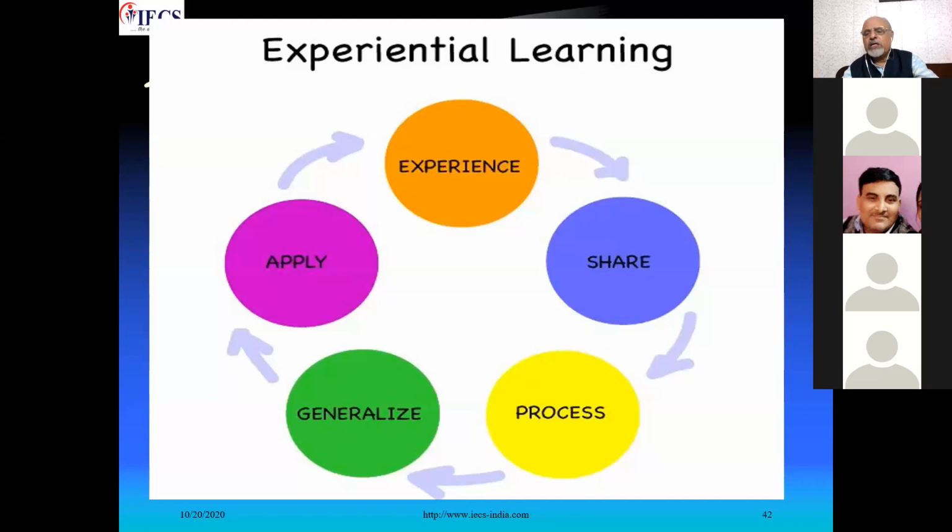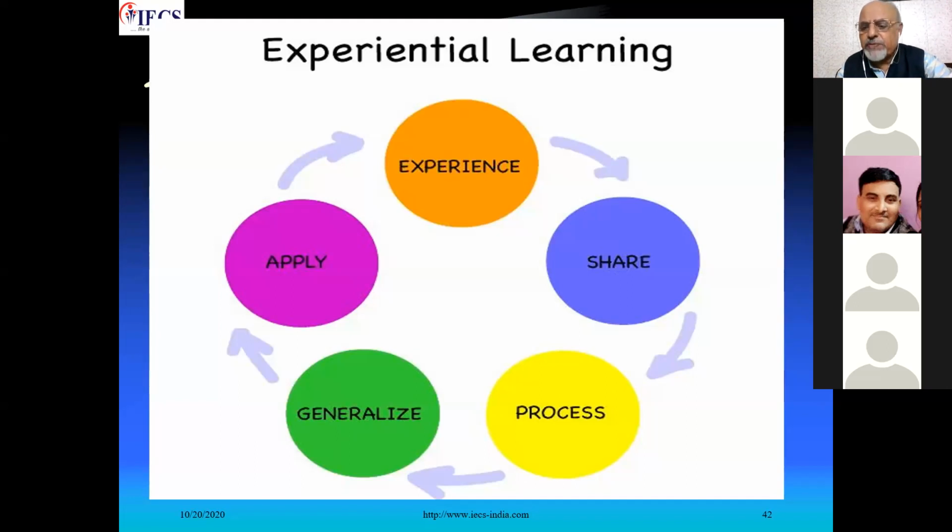He draws a conclusion. That's his generalization. His generalization is the conclusion that he draws from his experience, from his sharing of information about that experience, his reflection on that experience, and studying the process. And now that he is ready with a generalized theory, with a hypothesis, with an assumption, he goes and applies it. The whole cycle has to be completed for experiential learning.